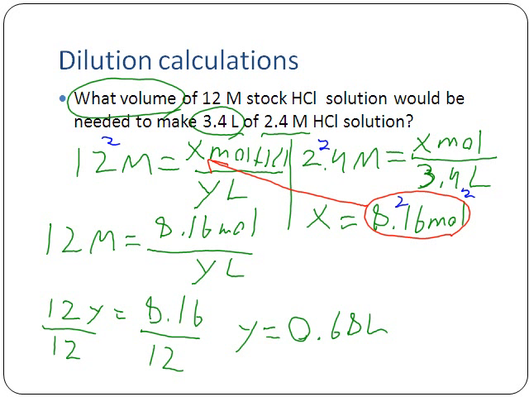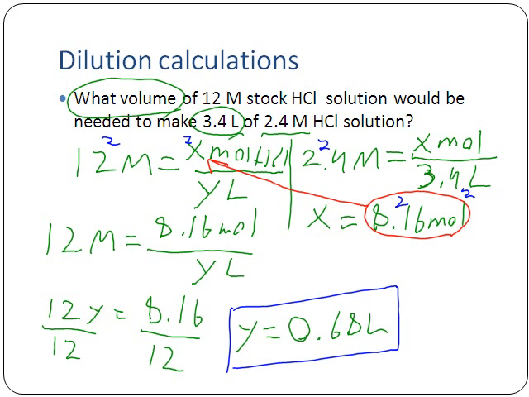That means that this guy will have 2. Since everything has 2, it means my final answer will have 2 sig figs, and so this is a good final answer. So I have 0.68 liters of my 12 molar stock solution would I need to create 3.4 liters of a 2.4 molar hydrochloric acid solution.